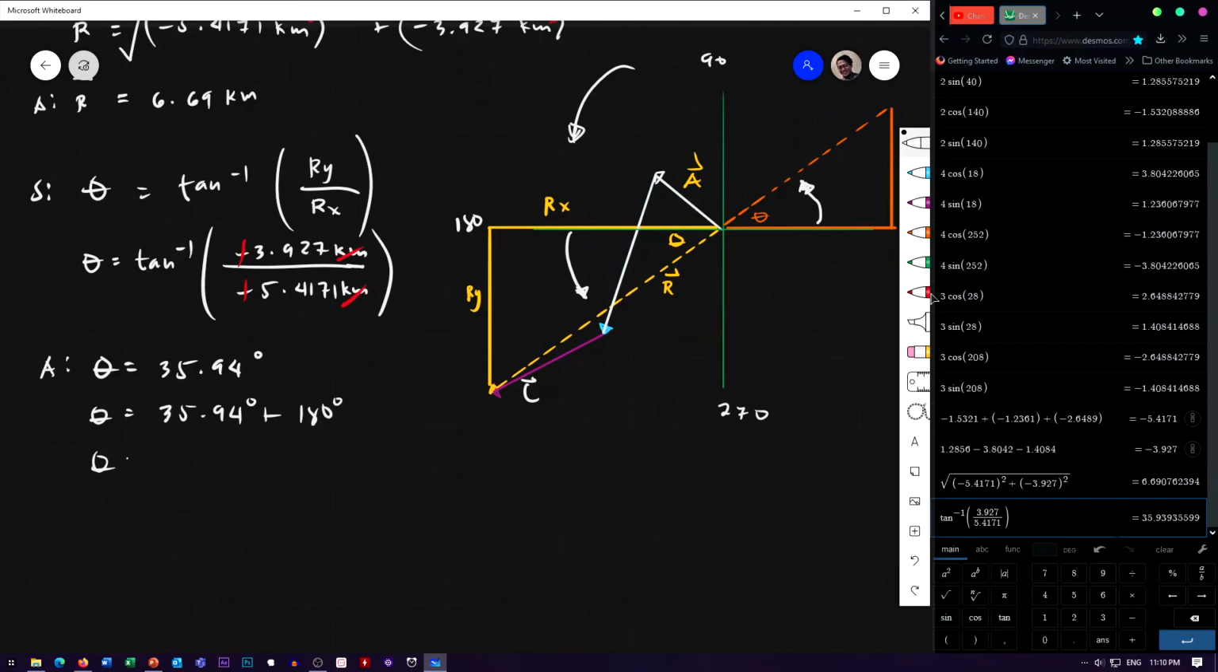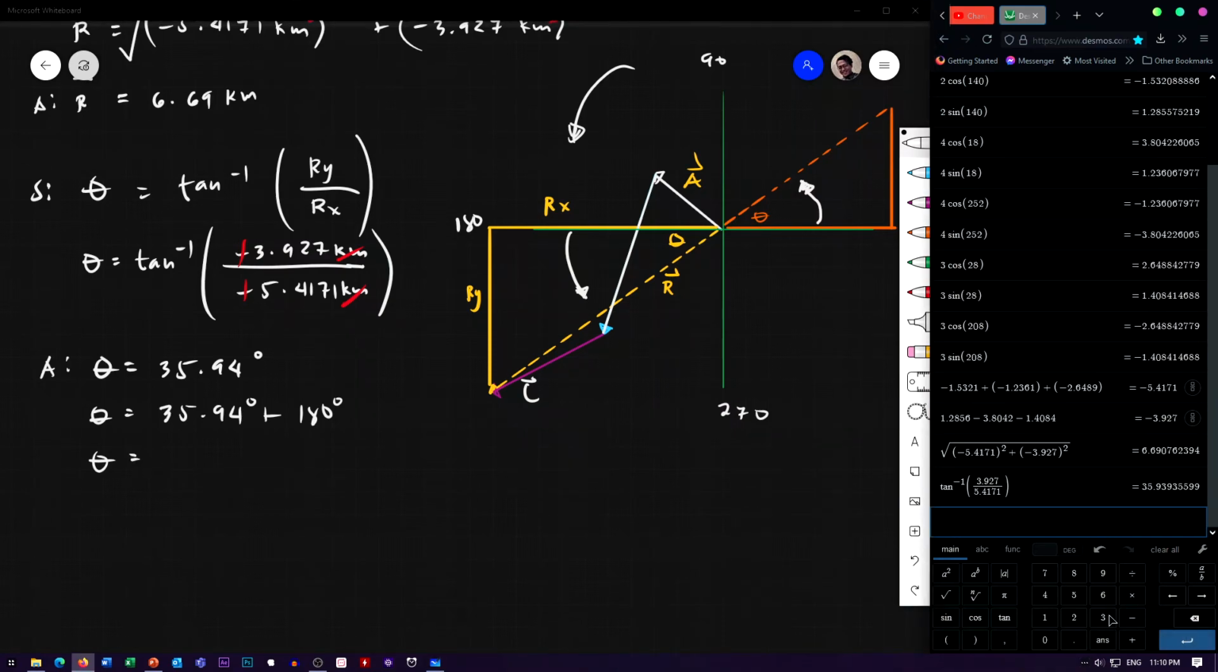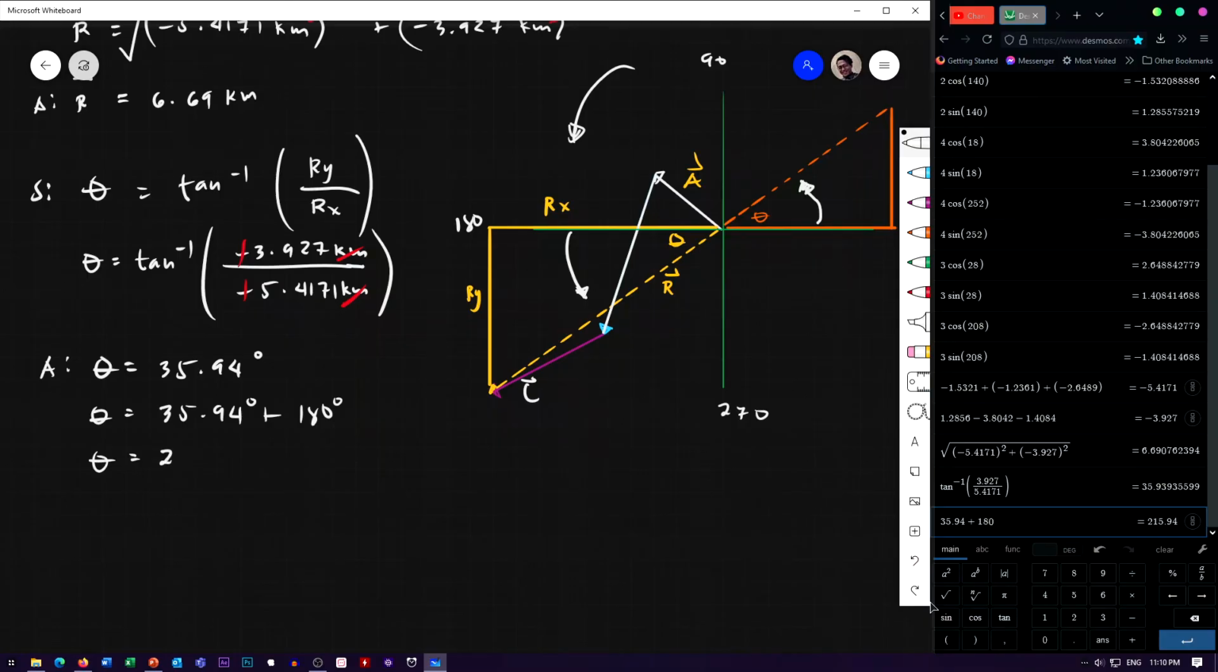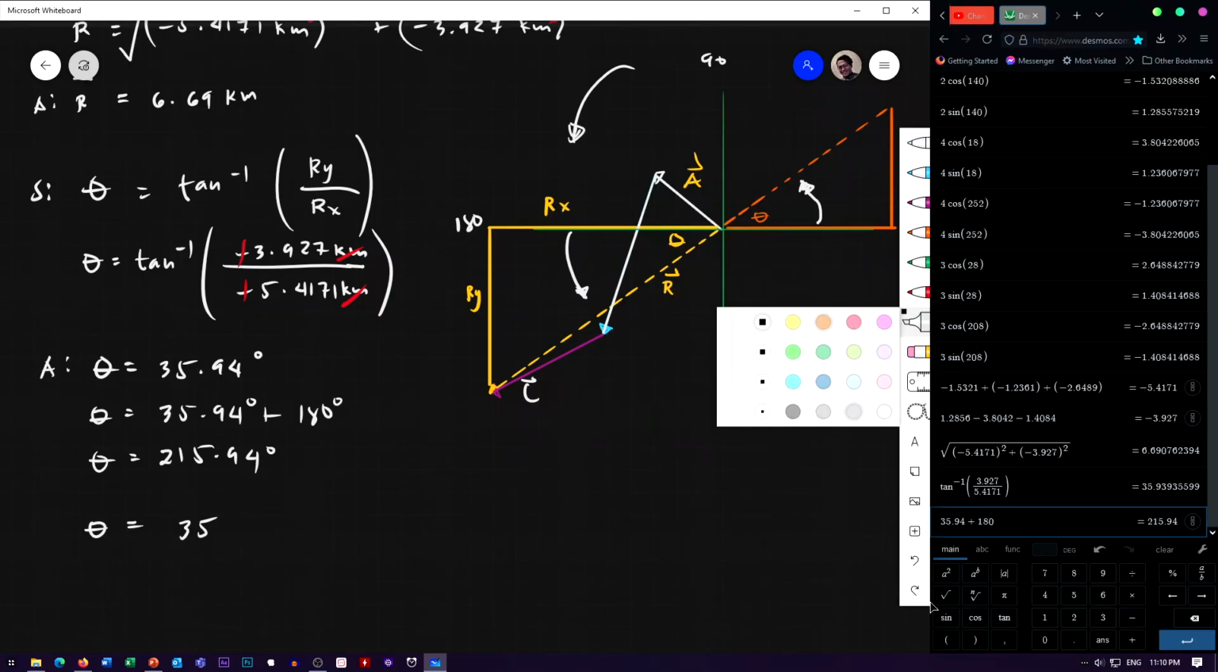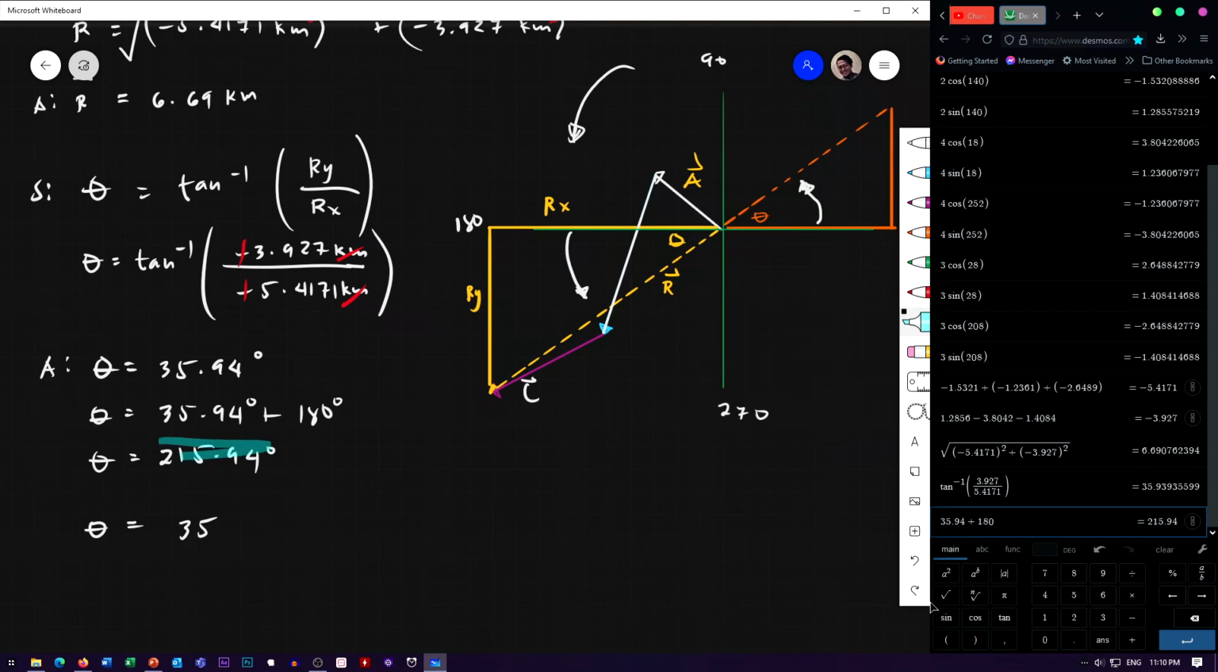Okay, so our final answer is going to be 35.94 plus 180. There, so our answer is 215.94 degrees. So you can answer that. It will be consistent with our other solution. Or if you want to employ our learning, you can just utilize the directions. So this answer is correct.